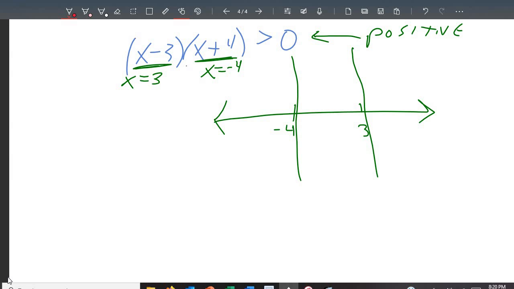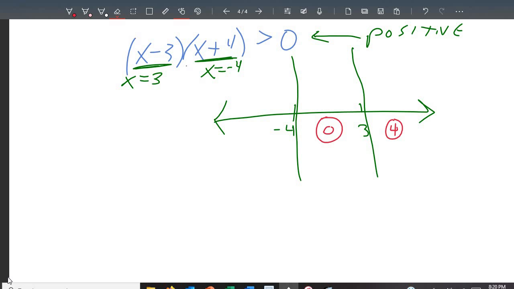On this left side, I need a number that's less than negative 4. I always use the smallest numbers I can, so I'm going to use negative 5 as my test value. I'm going to circle it because that's my test value. I want to choose a number in between negative 4 and positive 3. If you can, always use 0. That's easy. I'm going to choose a number on the right side of 3 as my test value. I guess we'll use 4.